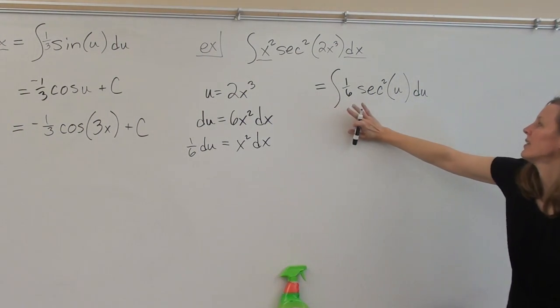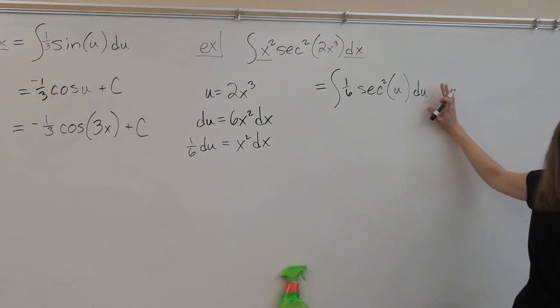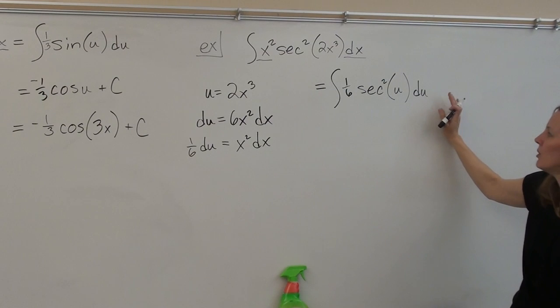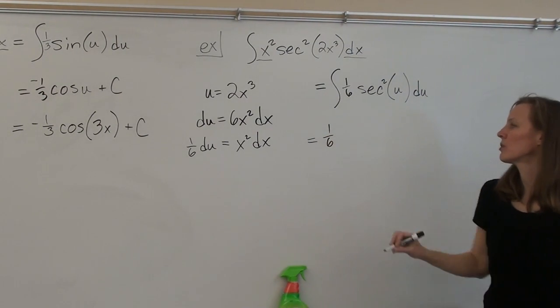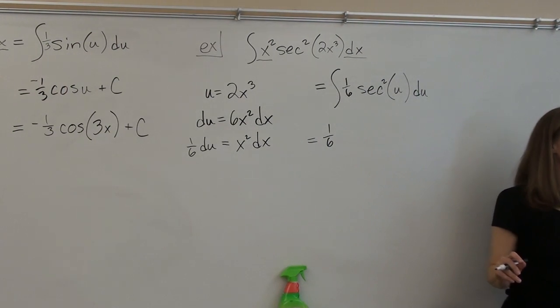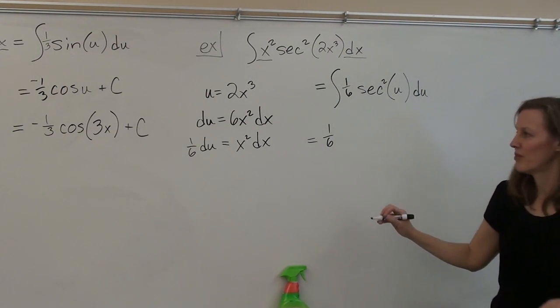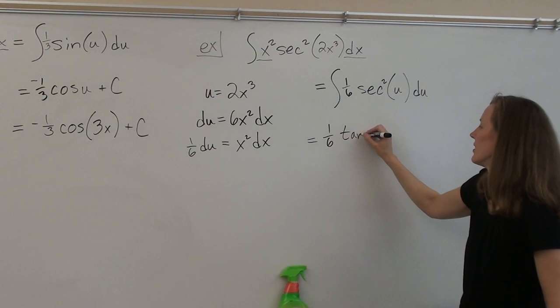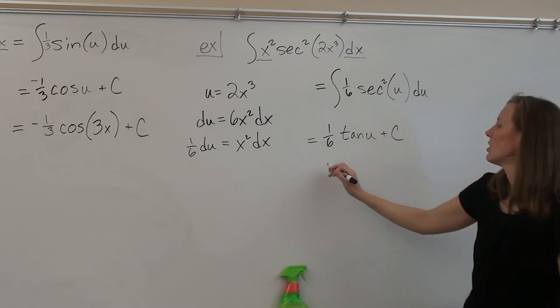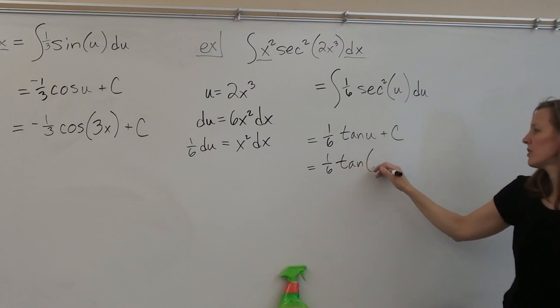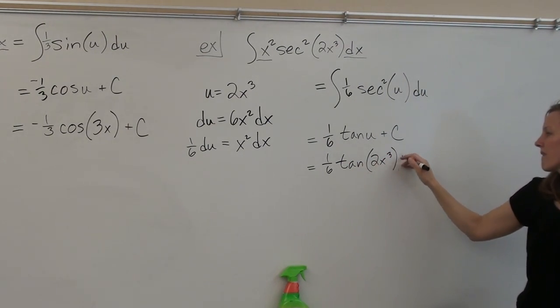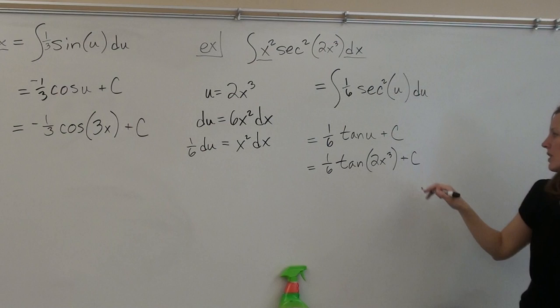Alright, now I've got the entire function completely represented and it's all in terms of u, so now I can anti-differentiate. Anyone know what the antiderivative of secant squared u is? Tangent u, right? So, and then of course I go back and replace the u with the 2x cubed. And there's my answer.